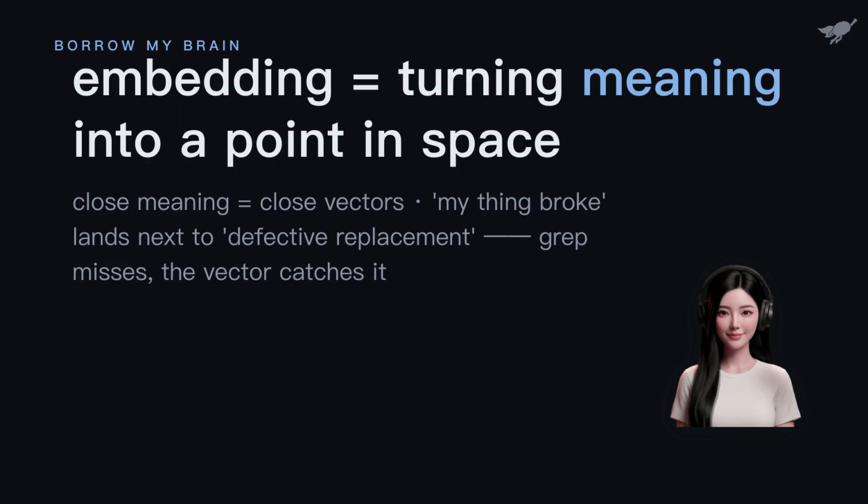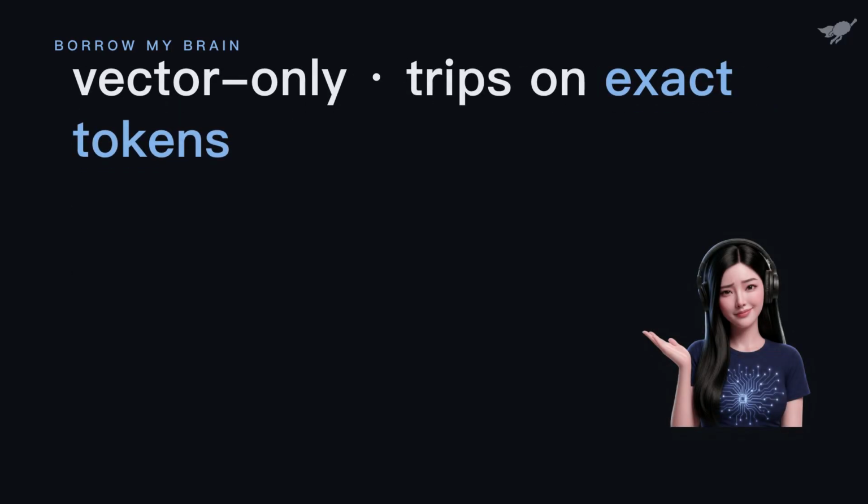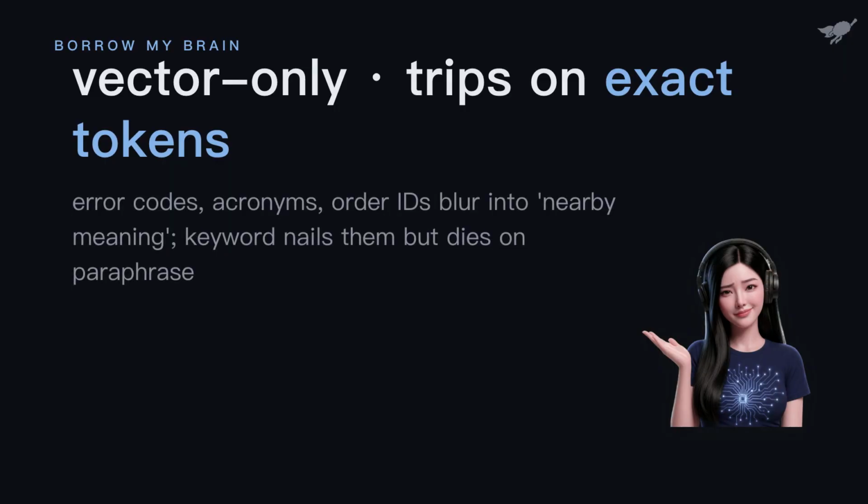Let me give you a more down-to-earth one. In a customer support knowledge base, the user types my thing broke, I want a replacement, and the doc title is defective item replacement policy. Keyword search, not a single one matches. Vectors, catch it in one grab.